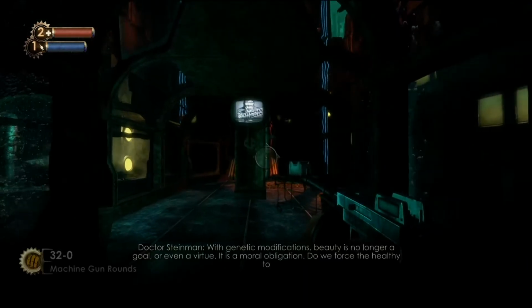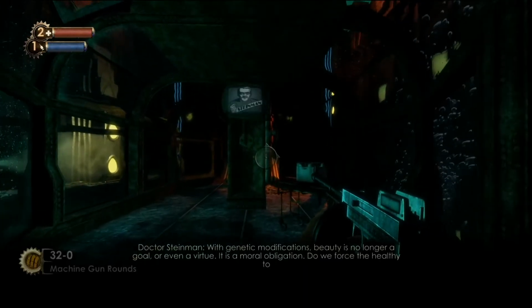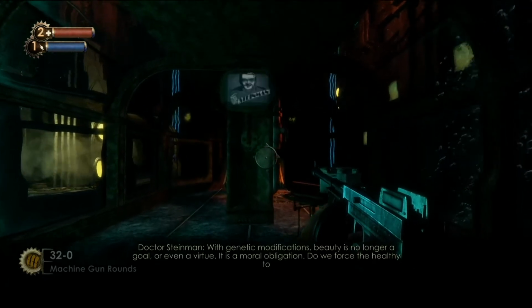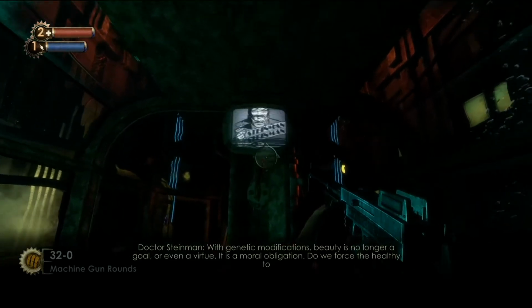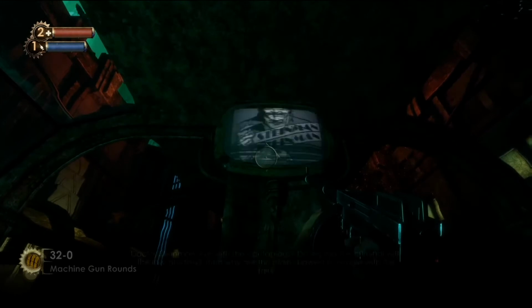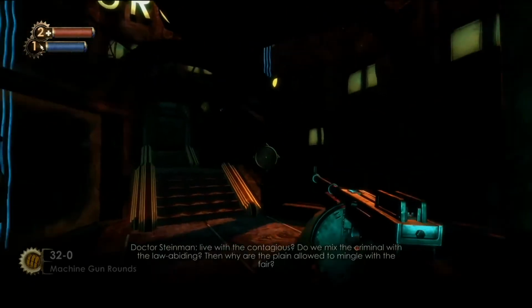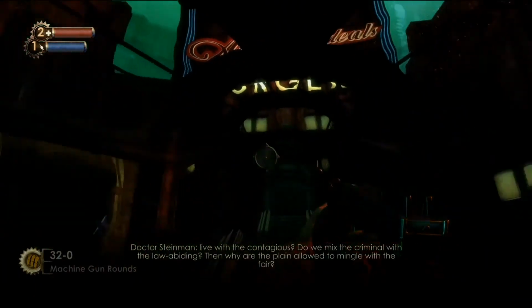With genetic modifications, beauty is no longer a goal or even a virtue. It is a moral obligation. Do we force the healthy to live with the contagious? Do we mix the criminal with the law-abiding?